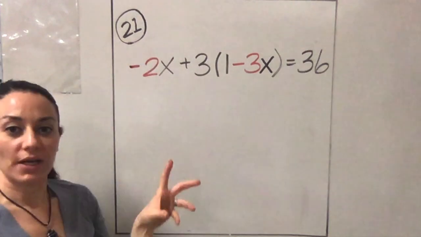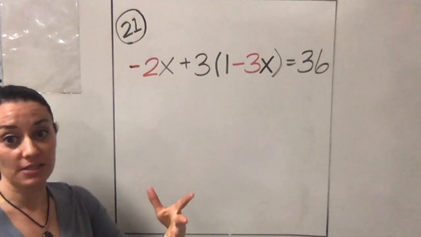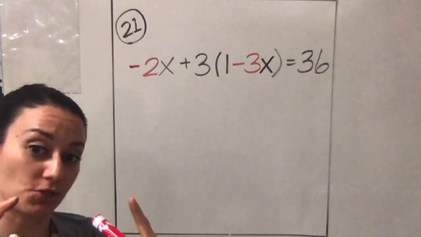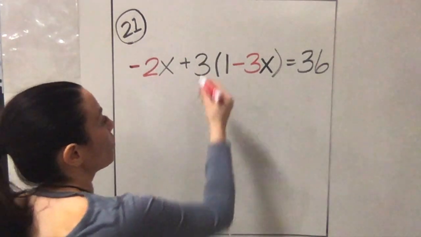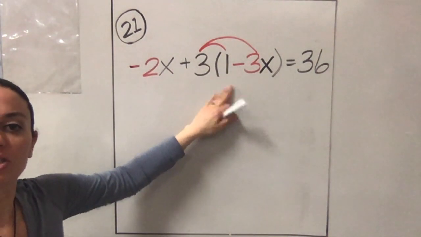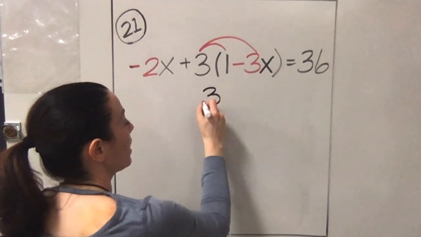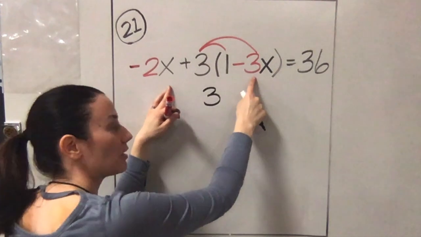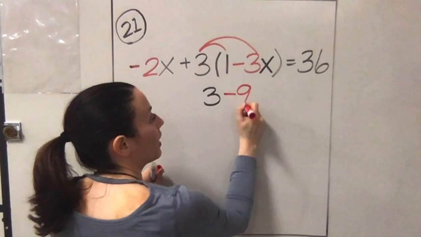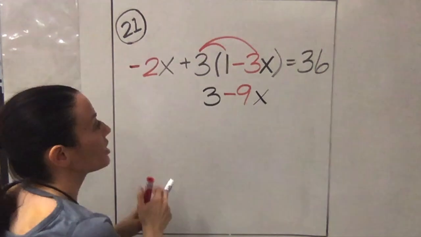So now let's do 21. So 21 is putting together distribution with CLT, combine like terms, okay? So we're going to do the parentheses first, because that's the order of operations. Distribute, multiply. So tell me what 3 times 1 is. What's 3 times 1? 3 times 1 is 3, right? That's a constant. Now you have to do 3 times negative 3x. What's 3 times negative 3x? Isn't it negative 9x? Yeah. Good.